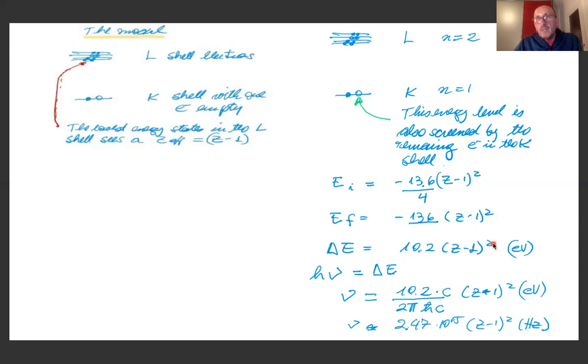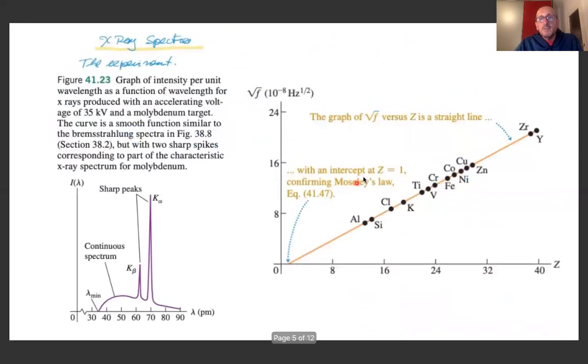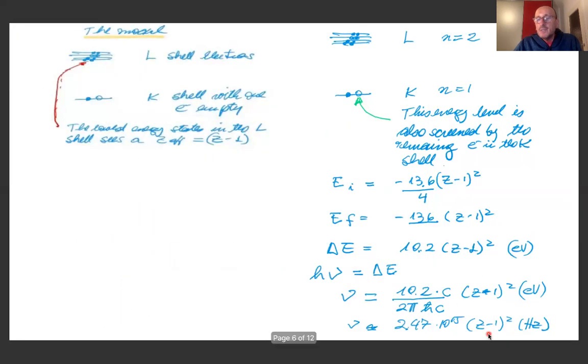So I take the square root of this, take the square root of that, and the square root of the energy gives the square root of the frequency. So I have an expression where the square root of the frequency is linear with respect to Z, with an intercept at Z equals 1. This line is perfect. It should go to Z equals 1, meaning the intercept of the line, when I take out the square root, is that. Okay, so this is the theory using the screening that produces the same qualitative model.